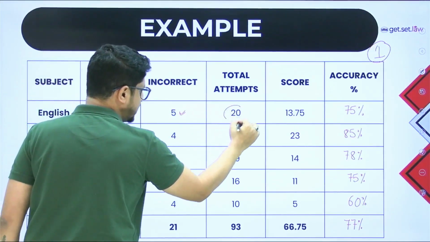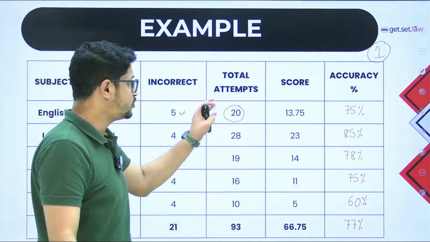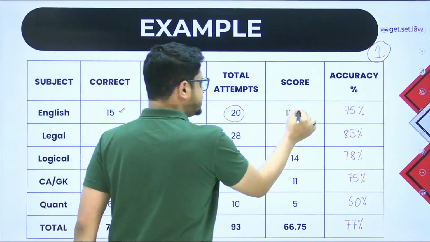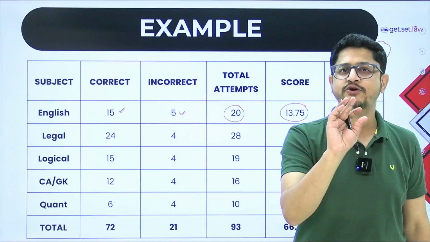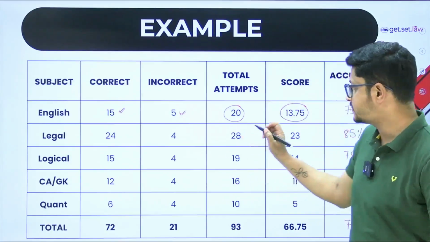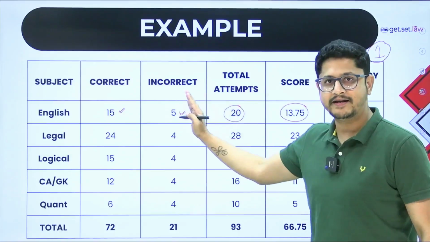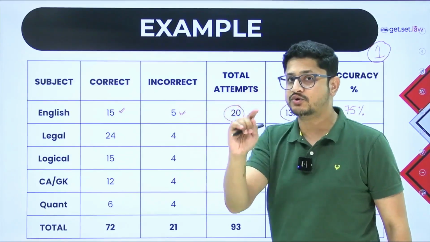That means total attempts were 20. The total number of questions was 24, but what I have attempted is 20. Now what is the score? 13.5. A lot of times students fail to write the exact score. So it's like 20 total attempts, 5 incorrect, so minus, that is I am left with 15. Now 15 is correct, but 15 is not the score.